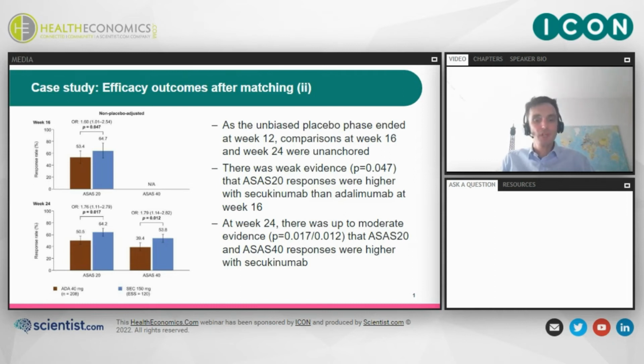So if you want to take a closer look at this case study, you will also find the full text publication of these analyses among the articles for download.